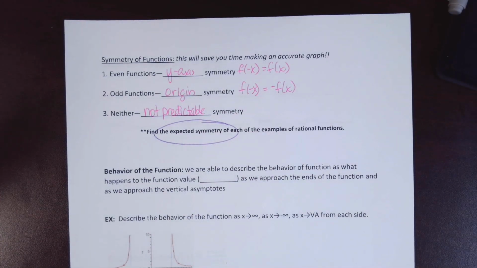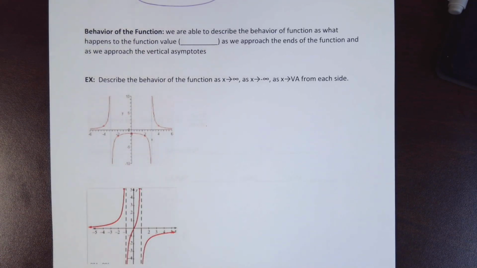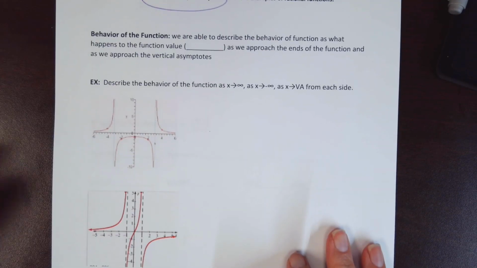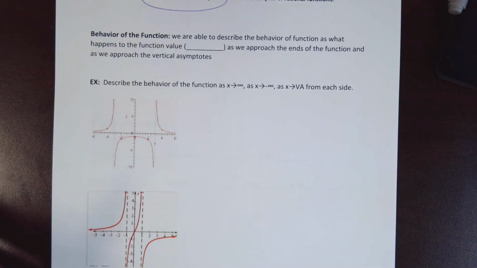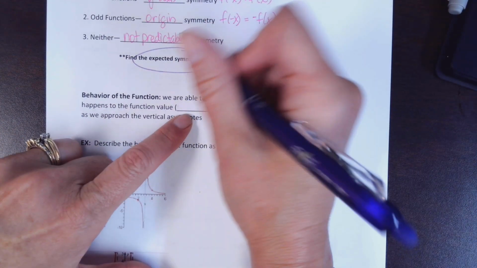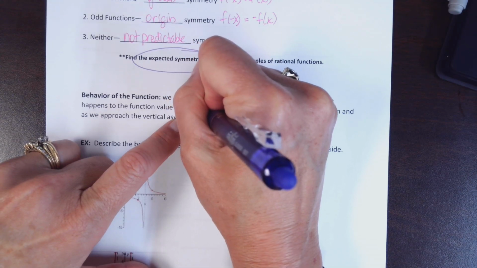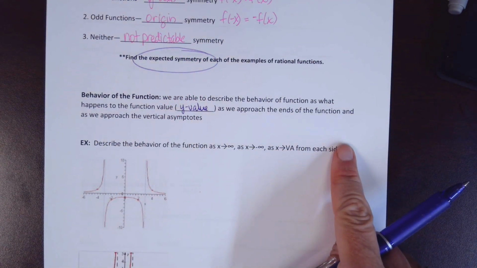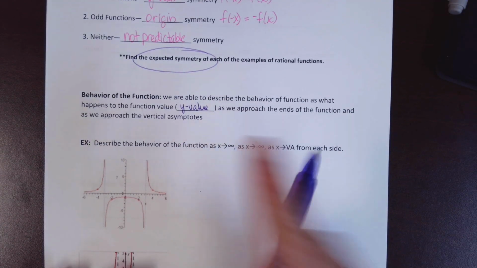Here we go. Behavior of the functions. So we are going to step away from our 6 examples. We're going to look at these 2 examples of rational functions. We're able to describe the behavior of our functions as what happens to the function value. Now remember, the function value is just another way to say the y value of the function. What happens with my range as we approach the ends of the function and as we approach the vertical asymptotes.